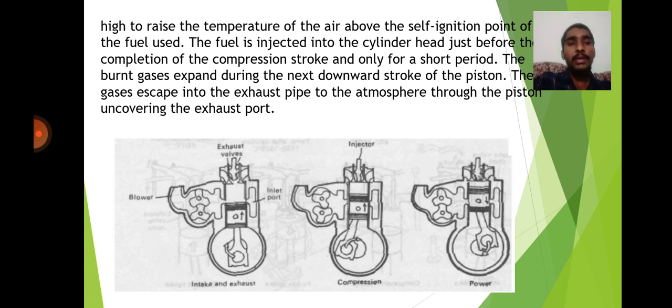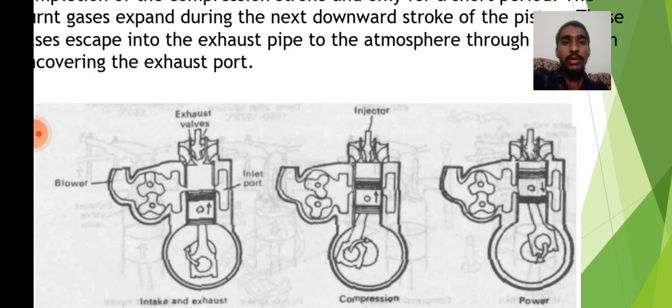This is the drawing for a two-stroke diesel engine. There will be only two strokes: intake and exhaust, compression and power. These are the three diagrams for the two-stroke CI engine. Thank you.